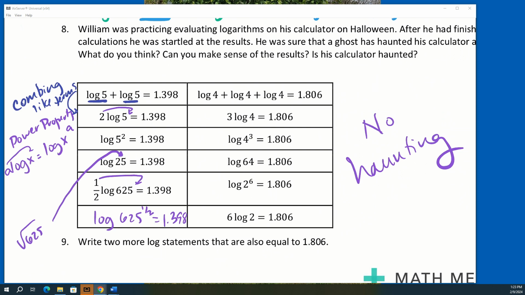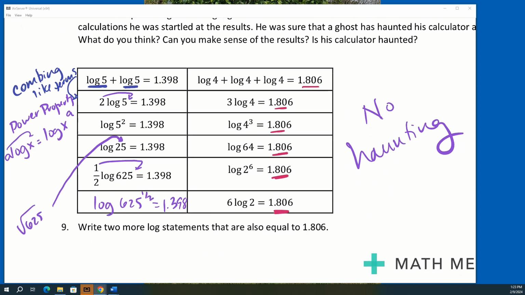All right, and then for number 9, we're going to write 2 more log statements that are going to be equal to this 1.806. And we can use any of our properties that you want to. Anyone have one?